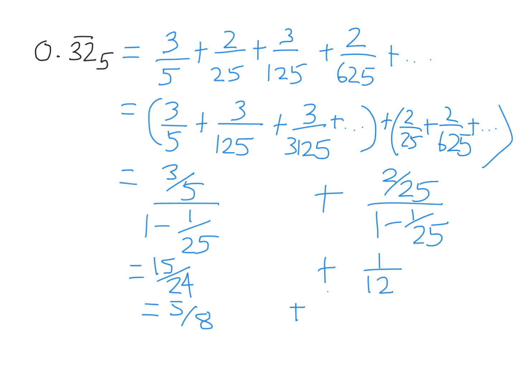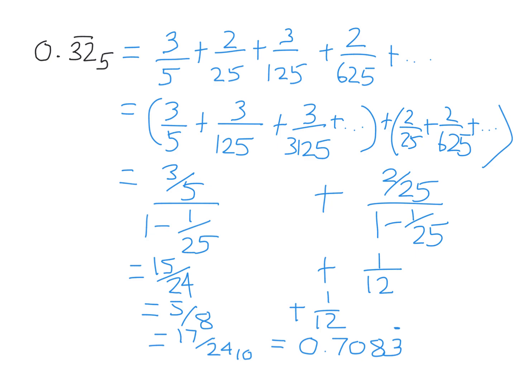So my final answer is 5 over 8 plus 1 over 12. If you put that on your calculator, the answer in base 10 as a fraction is 17 over 24, and you can just use your calculator if you need to convert that to a decimal. It's 0.708, and the 3 is recurring.